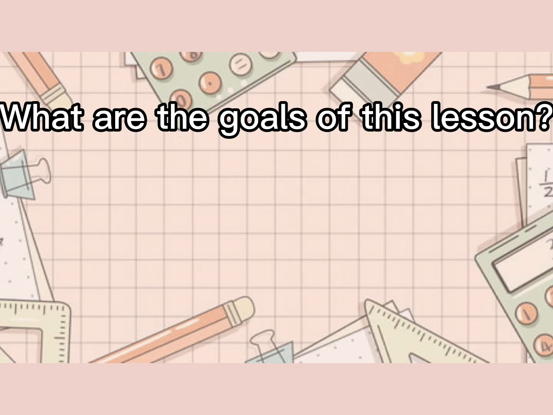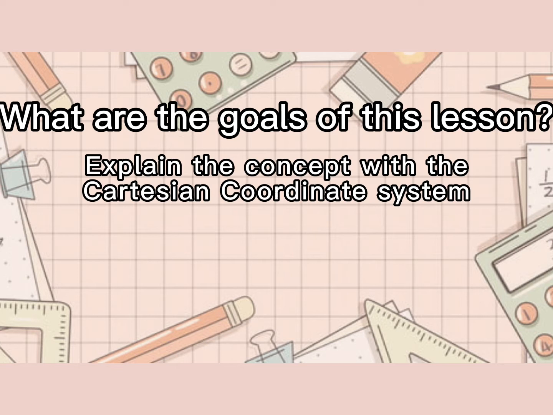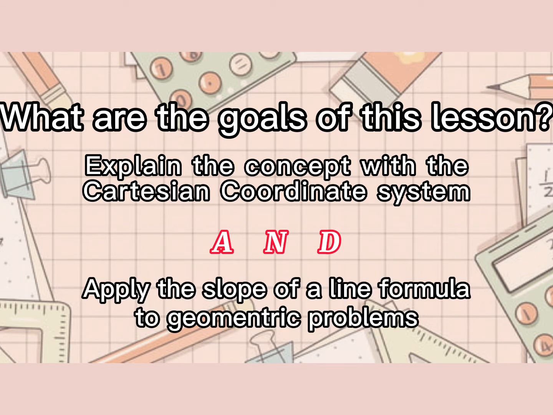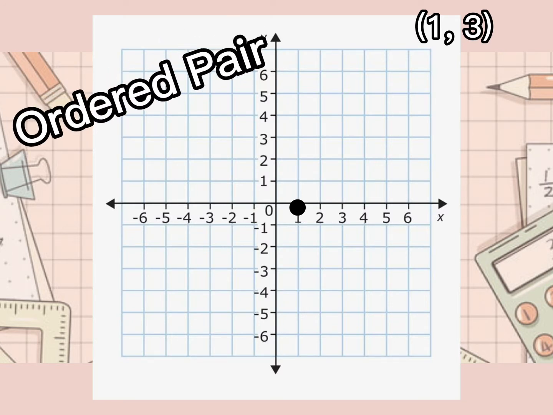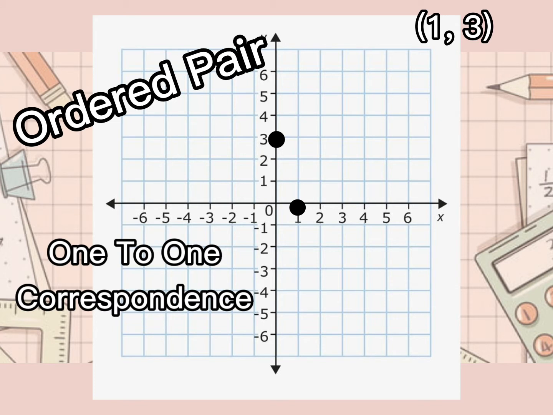What are the goals of this lesson? The goal of this lesson is to explain the concepts of the Cartesian coordinate plane and apply the slope of a line formula to geometric problems. We all know that every point in the plane corresponds to an ordered pair, and every ordered pair corresponds to a point in a coordinate plane. This is what we call one-to-one correspondence.